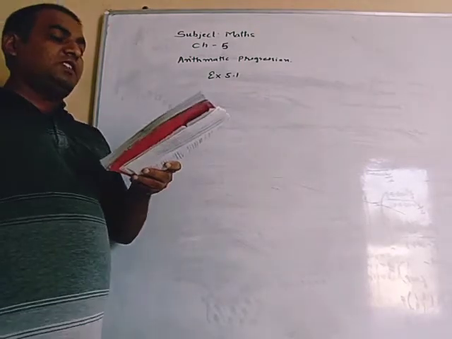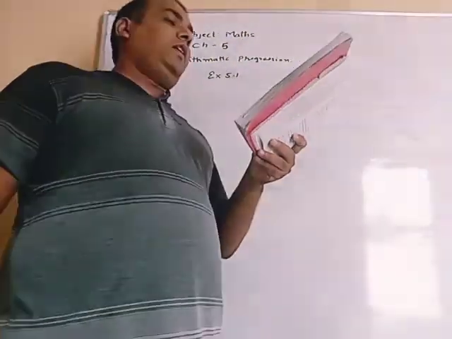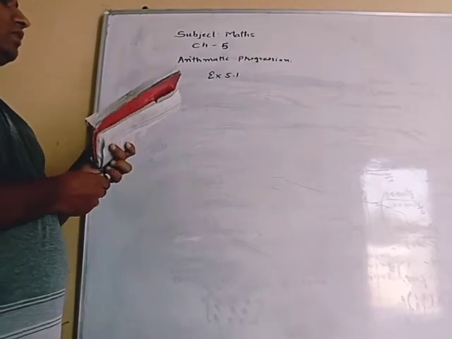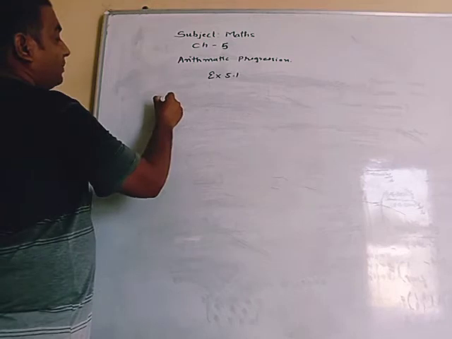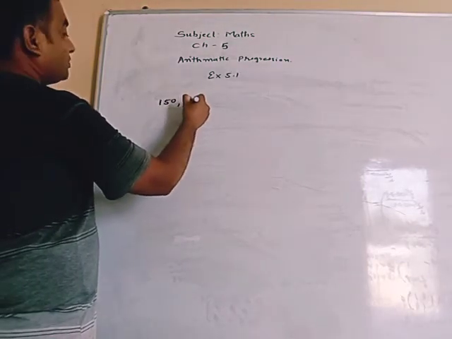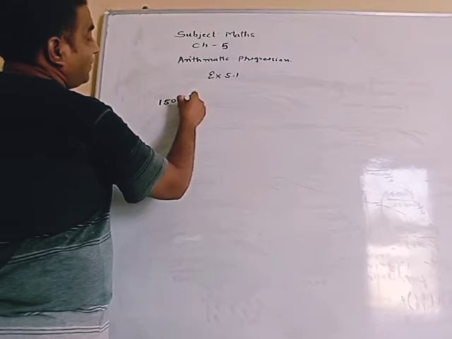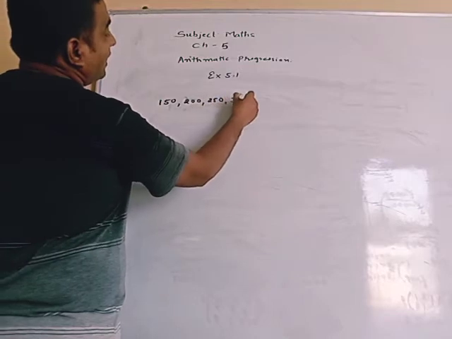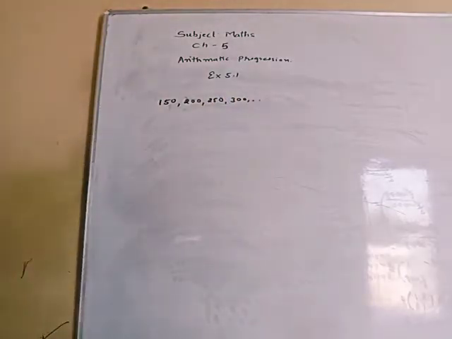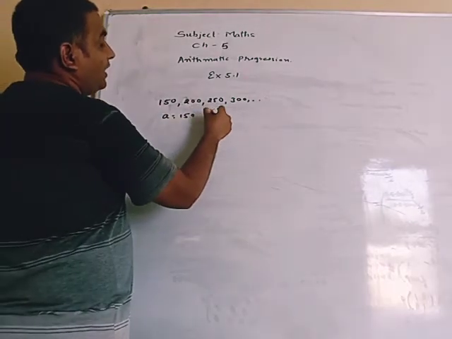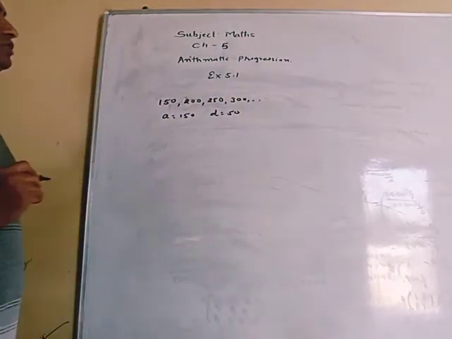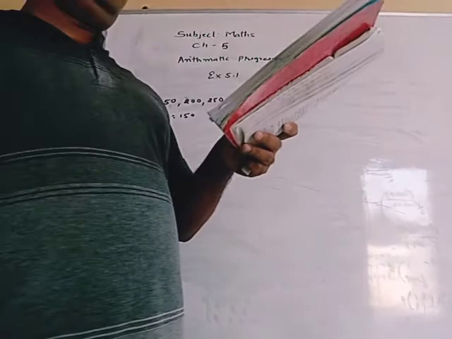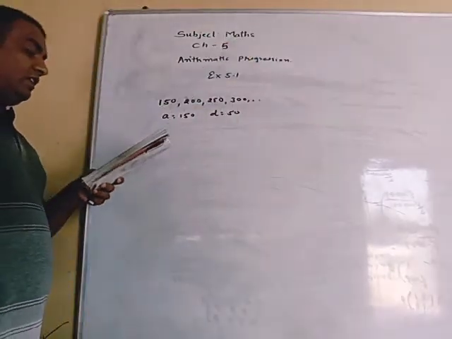The third question is the cost of digging a well: every meter of digging costs ₹150 for the first meter and rises by ₹50 for each additional meter. So starting it is ₹150 and then it rises ₹50 per meter. So 150, then 50 more is 200, then 250, then 300, and like this we will get a sequence. As you can see, A equals 150 and D equals 50 for each term, and so it is an AP.